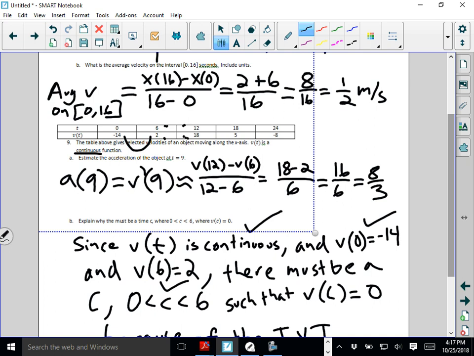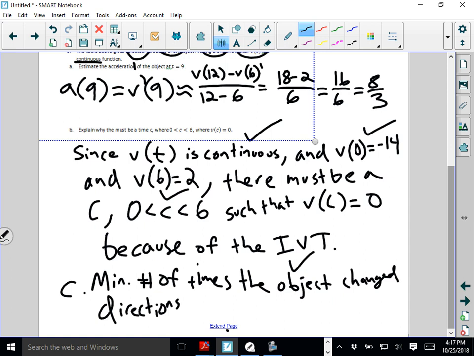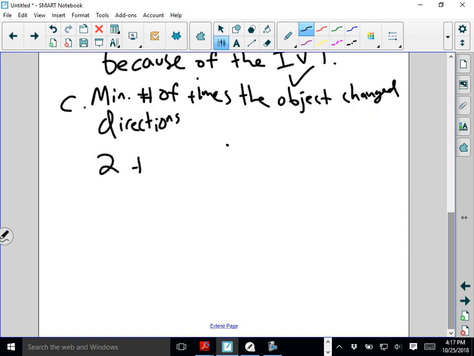To go from 2 to 18, I do not have to change directions at all. I could have, but it's not a guarantee. So I can't find one there. Going from 18 to 5, again, velocity did not have to change signs. However, on this last one, switching from 5 to 8, there's another time when I must have gone through 0 and switched signs. So there are 2 times when I must have changed directions.